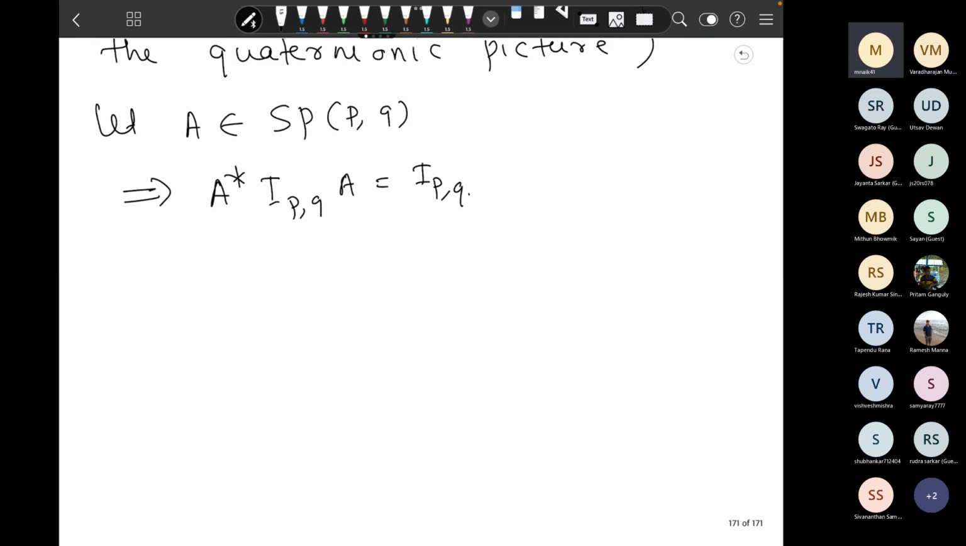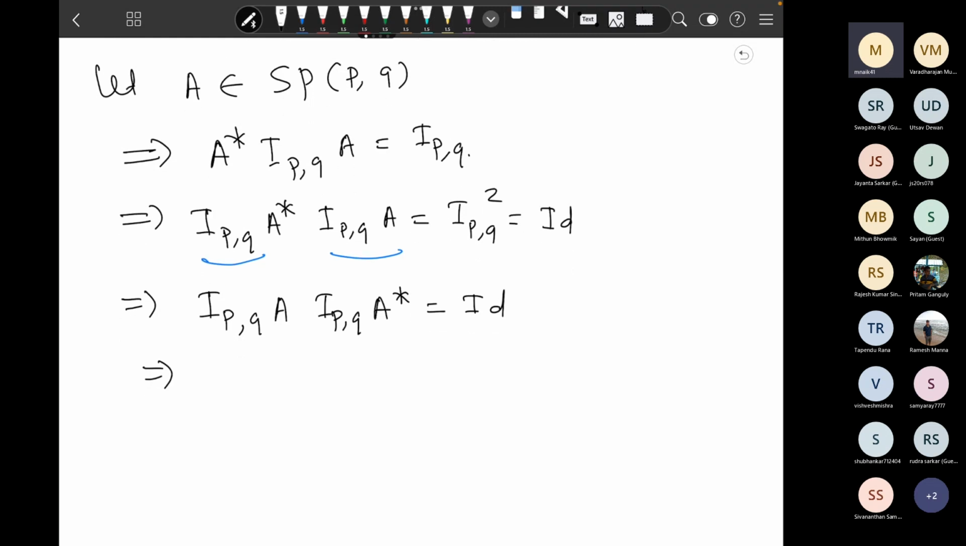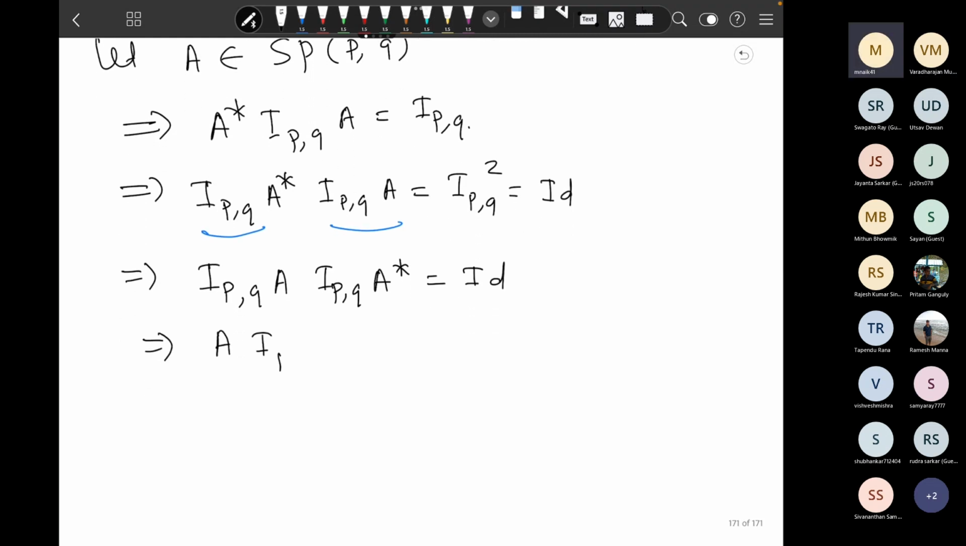Now you apply exactly the same kind of argument which I have given you. So I_{P,Q} A star I_{P,Q} A is equal to I_{P,Q} squared, which is equal to identity. Now this is my A and B in the previous argument, and we are in the quaternion setup. So that will give you I_{P,Q} A, I_{P,Q} A star is equal to identity, and if you multiply I_{P,Q} on the left, you will get A I_{P,Q} A star is equal to I_{P,Q}, and this is A star star is equal to.